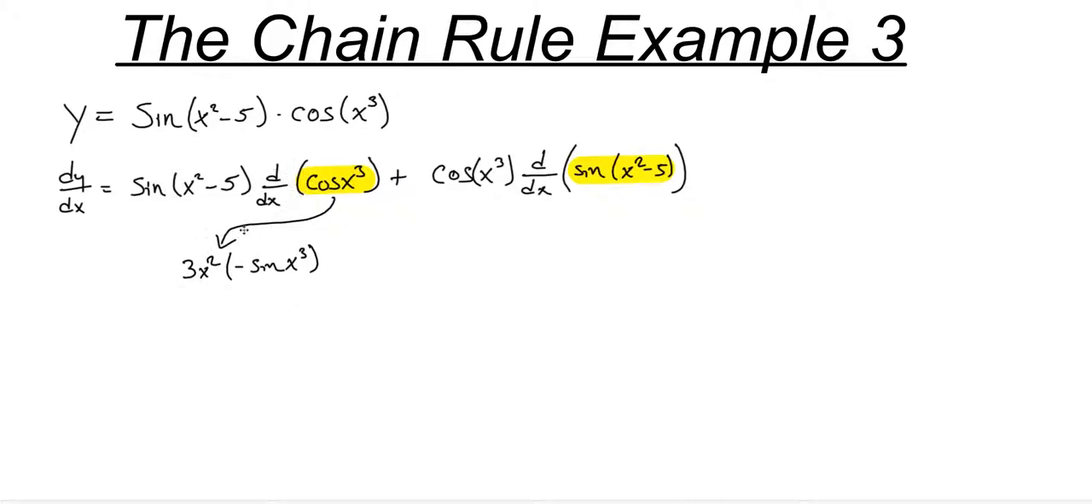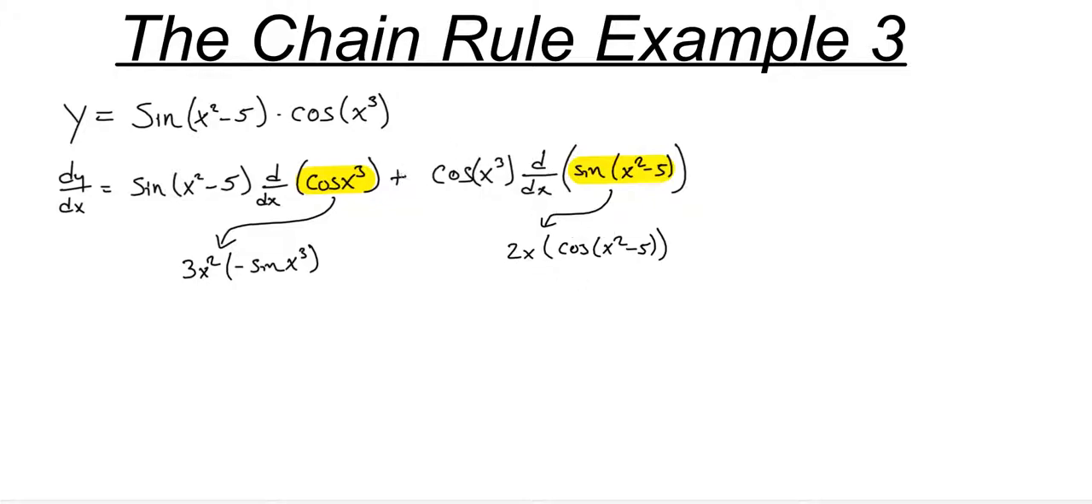So that's actually going to get multiplied by this sine of x squared minus 5 right there. And we're going to do the same thing right here. We're going to have to take the derivative of the sine of x squared minus 5. So again, that's going to be the derivative of the inside times the derivative of the outside. So the derivative of the inside is going to be 2x, and then the derivative of the sine is the cosine of x squared minus 5. Okay, and again, that there is going to get multiplied by this cosine of x cubed.